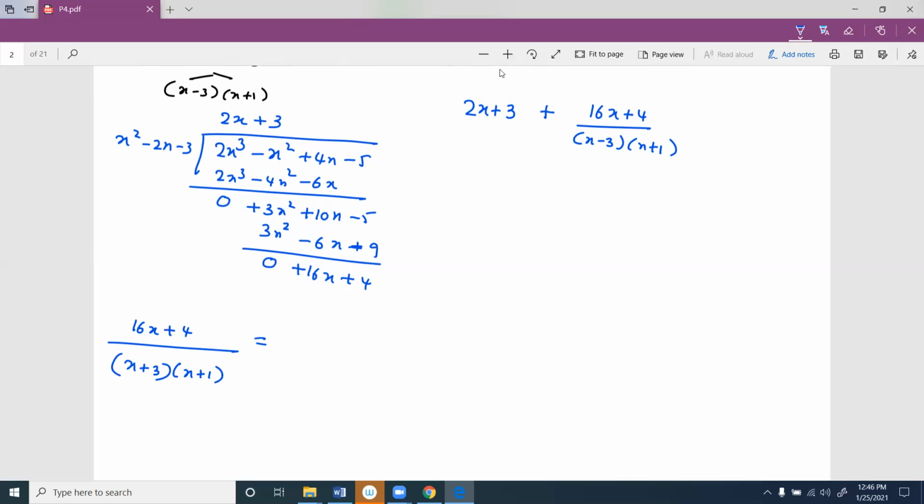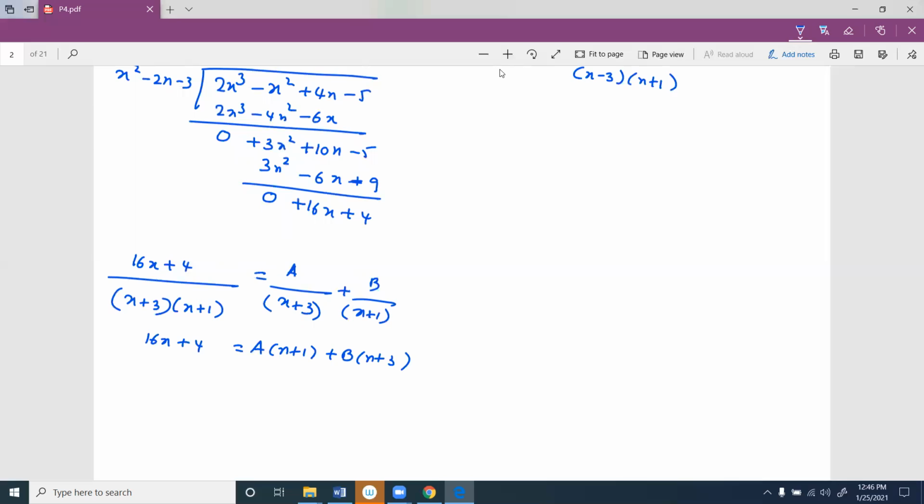x plus 1. So you can write this as A over x minus 3 plus B over x plus 1. Right? Okay. So with that you can say 16x plus 4 equals A times x plus 1 plus B times x minus 3. Then, to get A, I just have to remove B, so make x equal to 3. 16 into 3 plus 4 equals A times 3 plus 1. So it turns up to 4A equals 48 plus 4, which is 52. That is A equals 13, right?